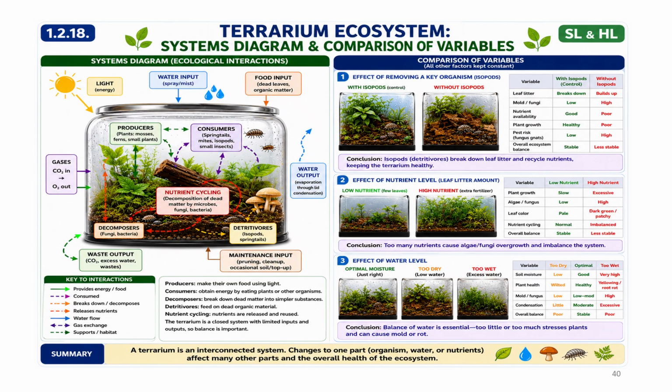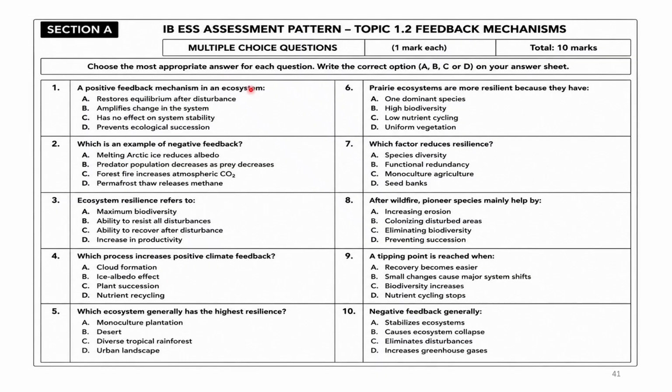This slide presents the Section A assessment pattern in the IB ESS exam. The questions assess your understanding of key concepts. Read each question carefully, identify the most appropriate answer, and record the correct option, A, B, C, or D, on your answer sheet. These questions evaluate both conceptual understanding and the application of ESS principles to real-world environmental situations.